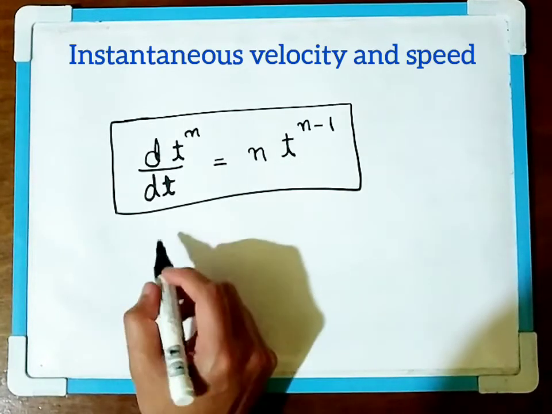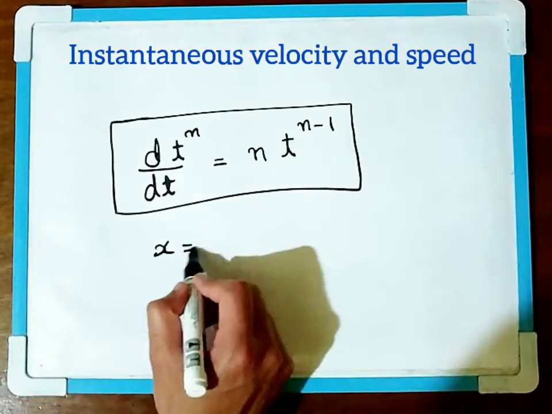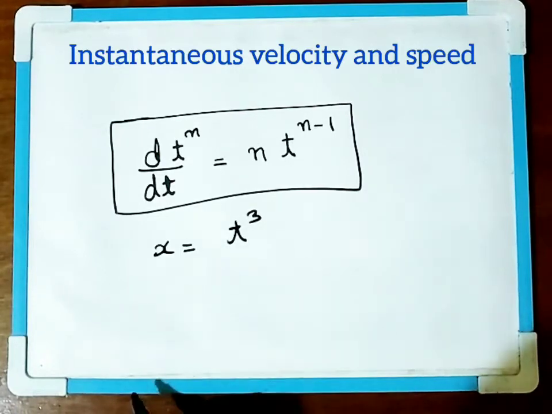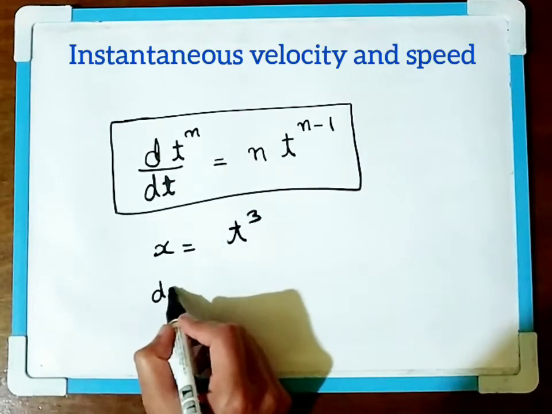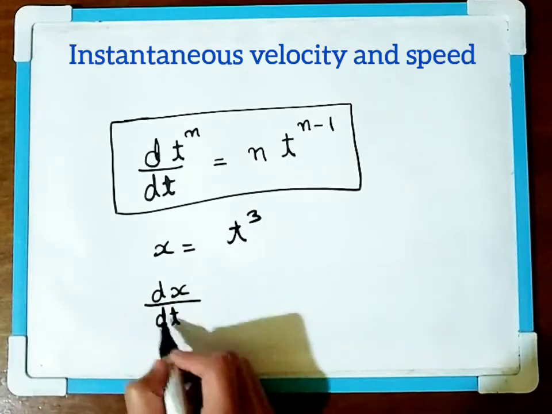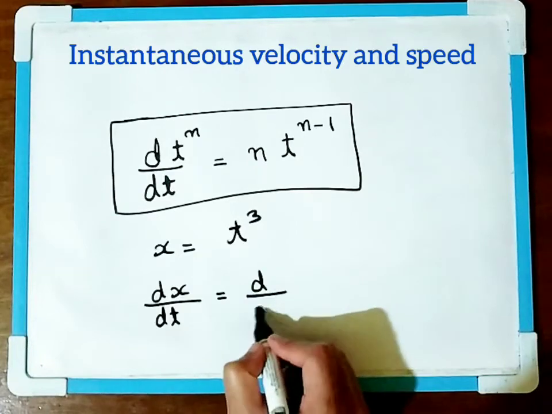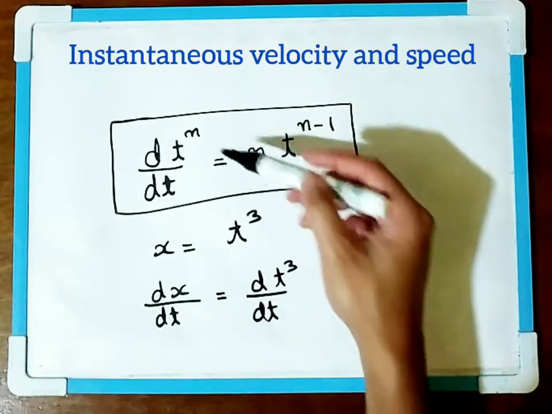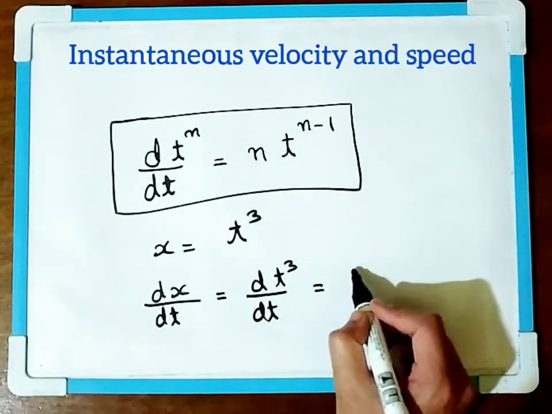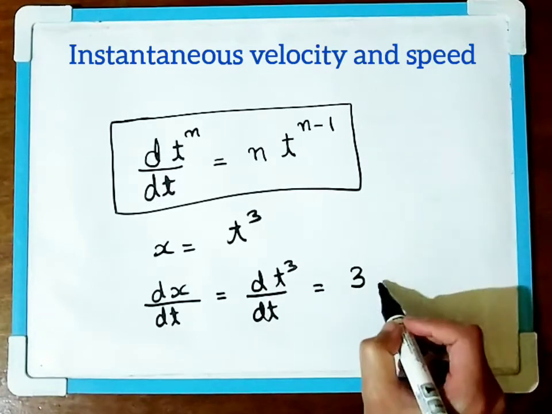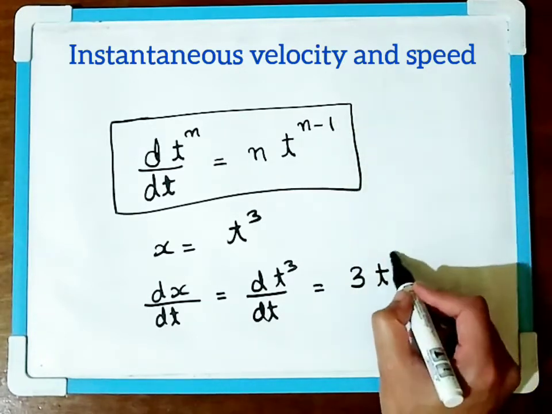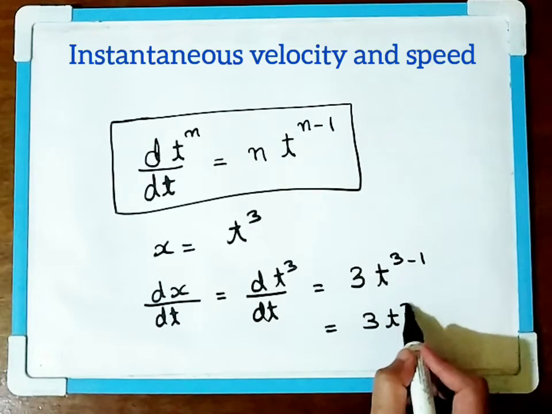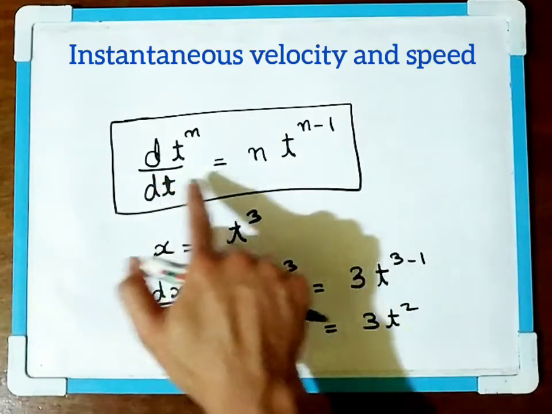For example, if we have x equal to t to the power 3, and you're asked to take the derivative of x, which is d/dt of x, this will be equal to d/dt of t to the power 3. You use this formula. In this case, your n is equal to 3, so this will be 3 t to the power 3 minus 1. So what you'll get is 3t square. So you need to remember this formula very carefully.